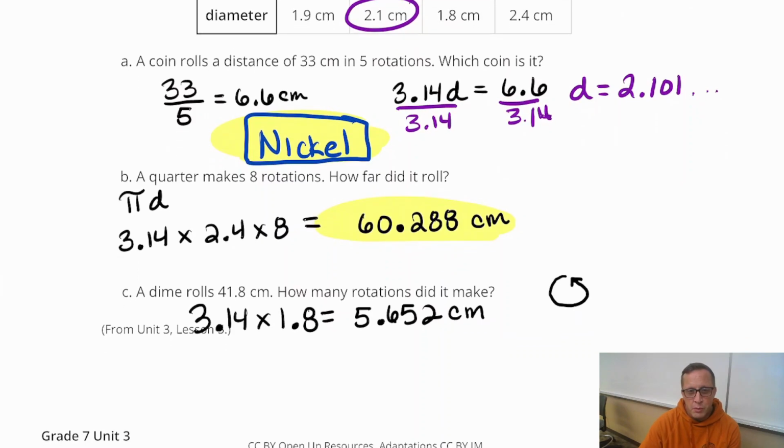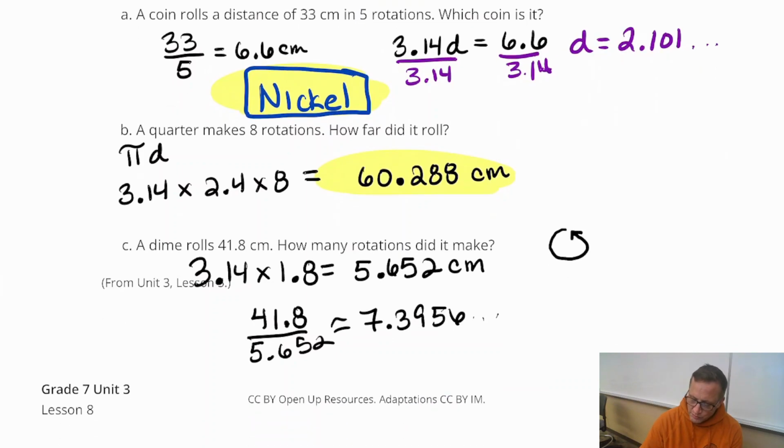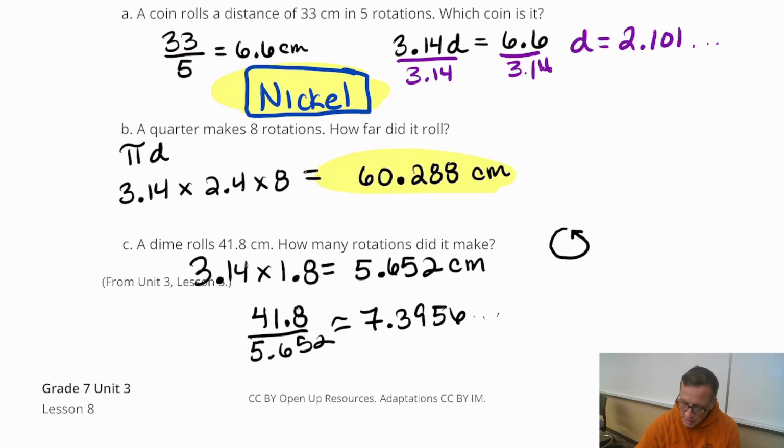All right, now this one did 41.8, so we're just going to divide. So we're going to do 41.8 divided by 5.652. And I get a really long number, but I got 7.3956, etc. So it made approximately 7.4 rotations. I'm rounding it. Or just 7 rotations if you want to round it to the nearest whole.